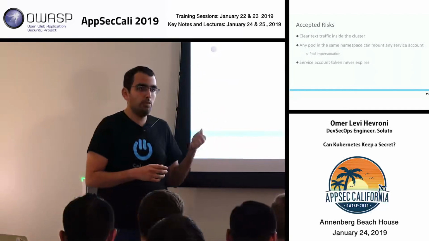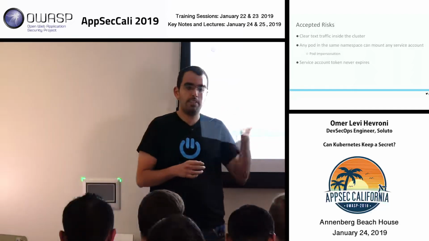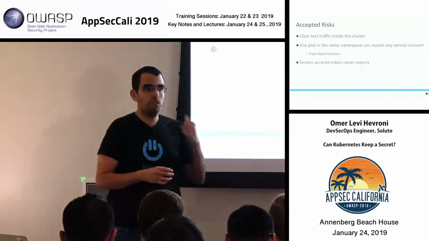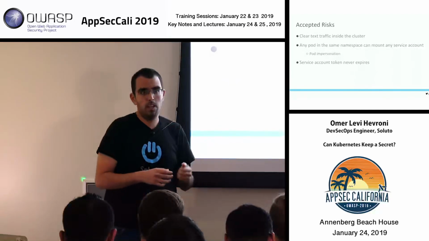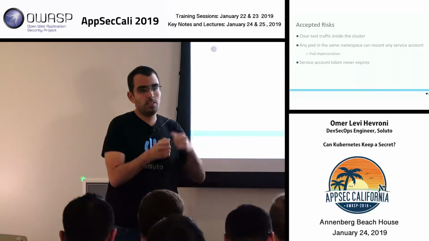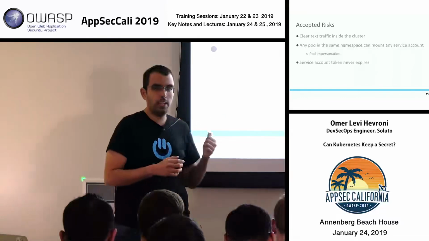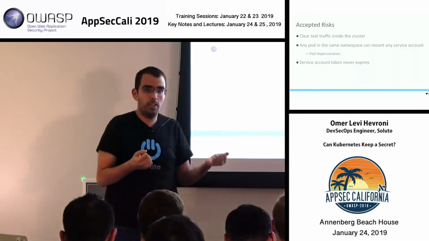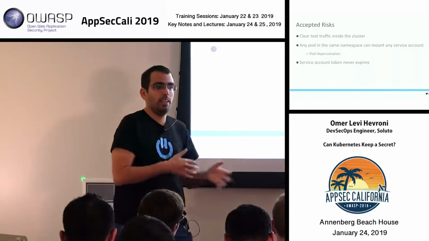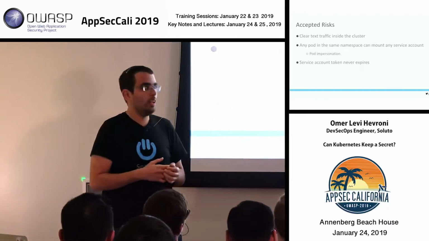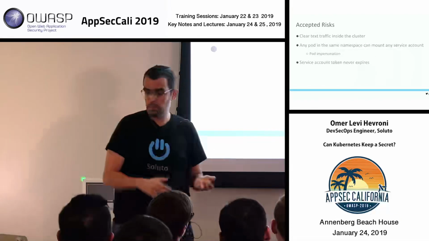But again, the risk is low because if a service account token is compromised, you need to find a way to talk with the decryptor. And the decryptor is not exposed to the internet. So the risk is low. It's really hard to mitigate it. And here there is not a lot we can do from the application side. It's an internal Kubernetes issue. So these are the accepted risks.